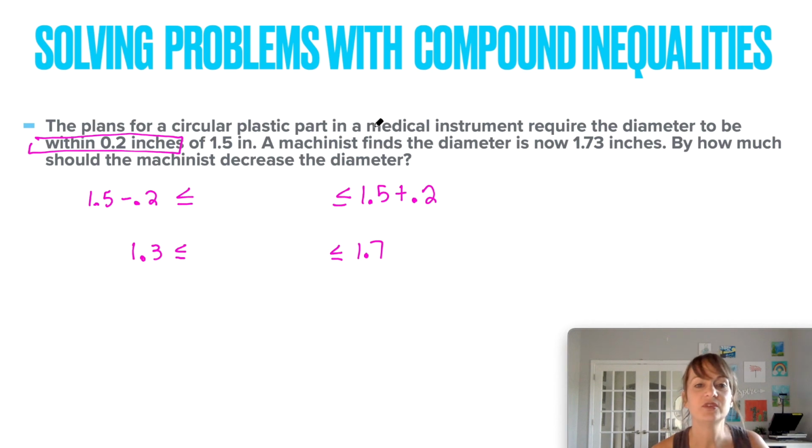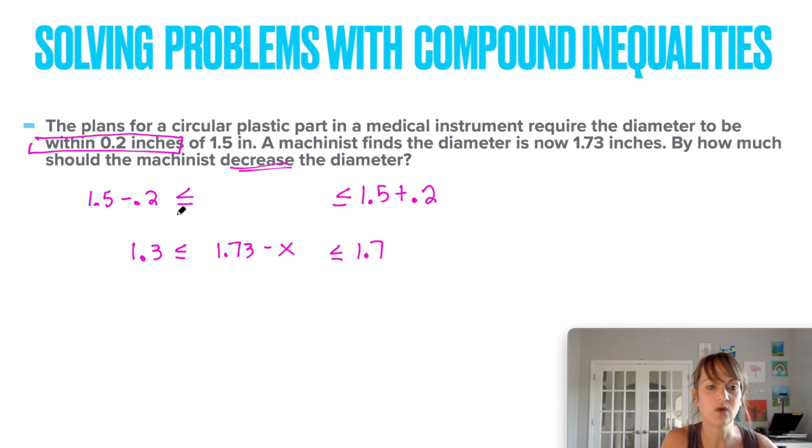Now, a machinist finds that he has a diameter that is 1.73 inches. He wants to know how much he should decrease the diameter by. So he starts with 1.73 inches. He wants to know how much he needs to decrease, meaning subtract, in order to keep it inside the parameters of 0.3 to 0.7. So that is how you would actually set up the inequality. Now let's go ahead and solve.